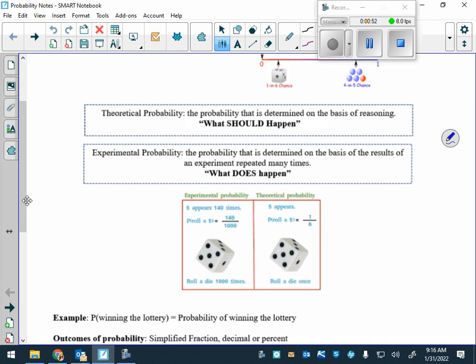Experimental is actually what's happening. So if you do 20 trials, and you landed 4 on red, then it's 4 out of 20. Okay, so experimental is 5 appears 140 times. This is what it would look like. Theoretical is 1 out of 6. Okay, experimental is actually happening, and theoretical is what should happen.